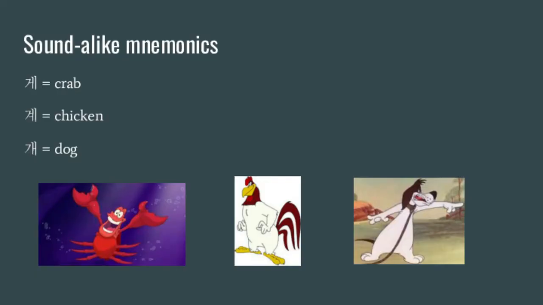Chicken, so for example, 계약, 계약서, contract. I imagine a chicken like this. This is a famous cartoon chicken from American culture. I imagine this particular chicken signing a contract, and in exchange for the contract signing, he's being given a lot of drugs. Geyak. My peg for yak is, of course, drugs. So I remember geyak that way.